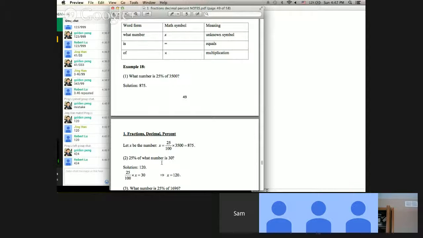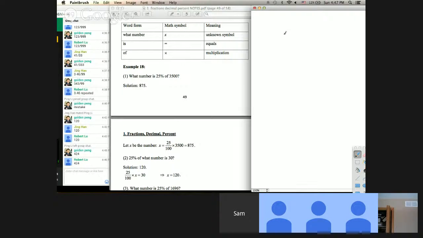Right, nice job to you two who got it down there. The answer is 424. So again, we can translate this into what number is x, is the equal sign, 25%, so 25 over 100, of is multiplication, and then 1696. So it's just 1696 divided by 4, which is 424. So again, remember this little chart right here. What number is the x sign, is equal sign, of multiplication sign?